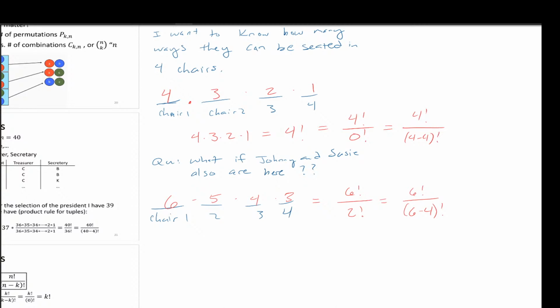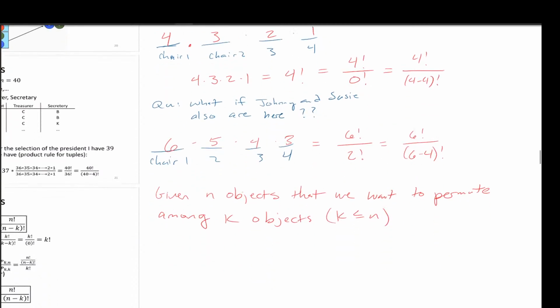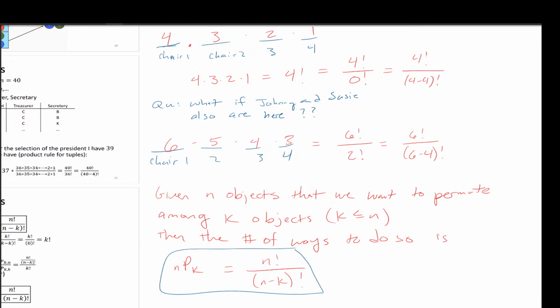So this is the general form. Given n objects that we want to permute among k objects, where k is less than or equal to n, then the number of ways to do so is nPk, which is n factorial over n minus k factorial. This is what we call the formula for permutation of objects.